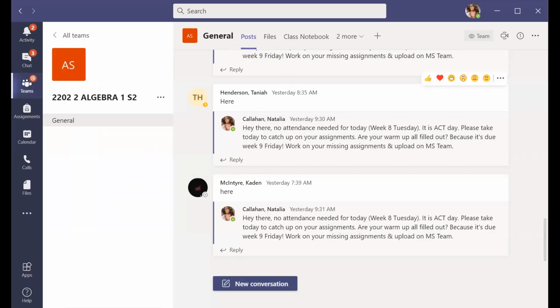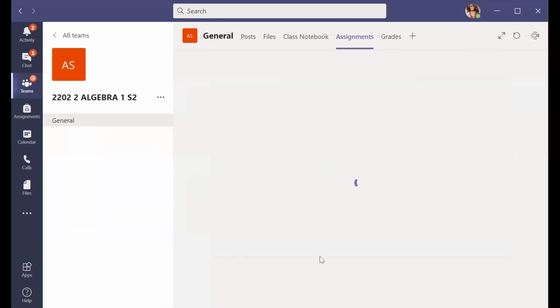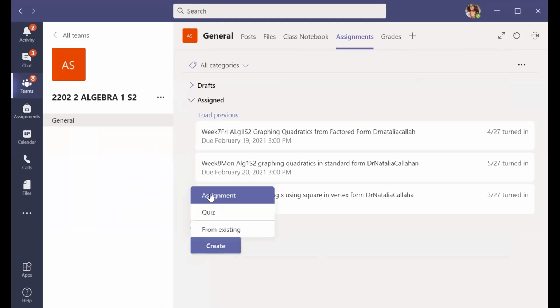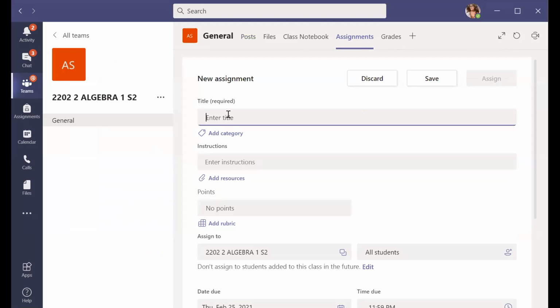Keep in mind that your warm-up log is going to be due on week 9 Friday, so in 6 short school days. And today is week 8 Thursday. Let's go ahead and create your assignment.